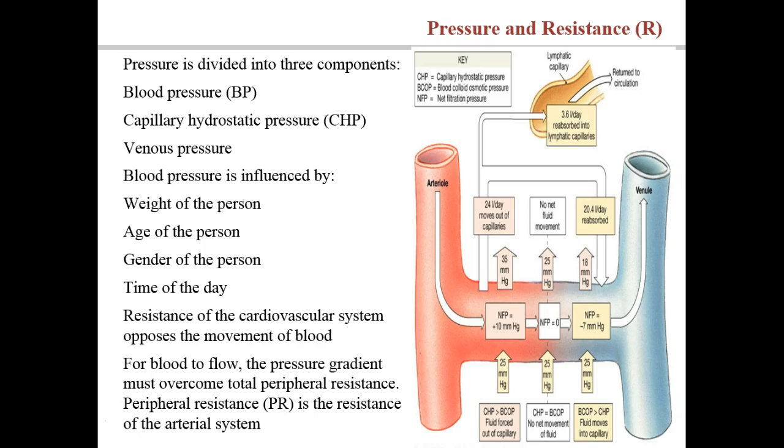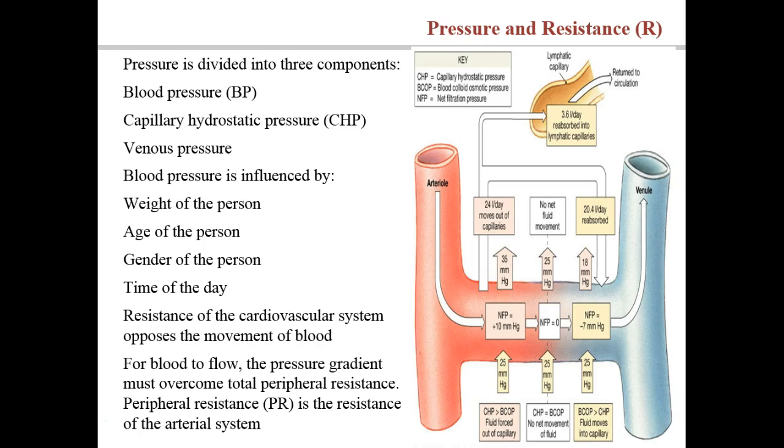Resistance will oppose the movement of blood. And this makes sense. If you have somebody pushing against a door, it's going to be harder for you to open that door. So it really is simpler than it sounds. And in order for, and this is kind of repeating what we just said, for blood to flow, the pressure gradient must overcome the total peripheral resistance. And peripheral resistance is the resistance of the arterial system.